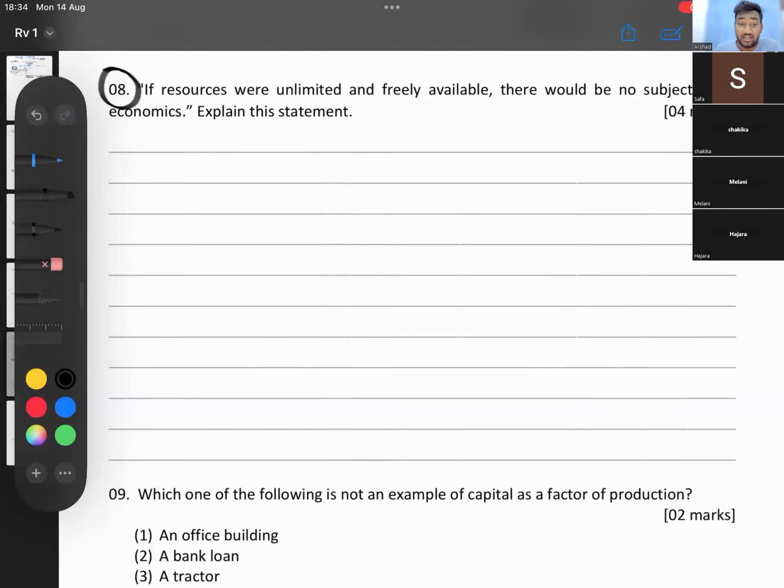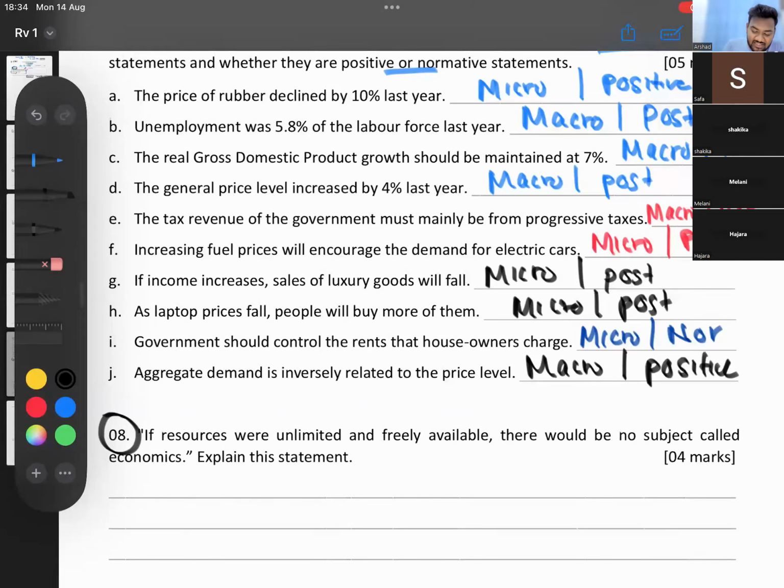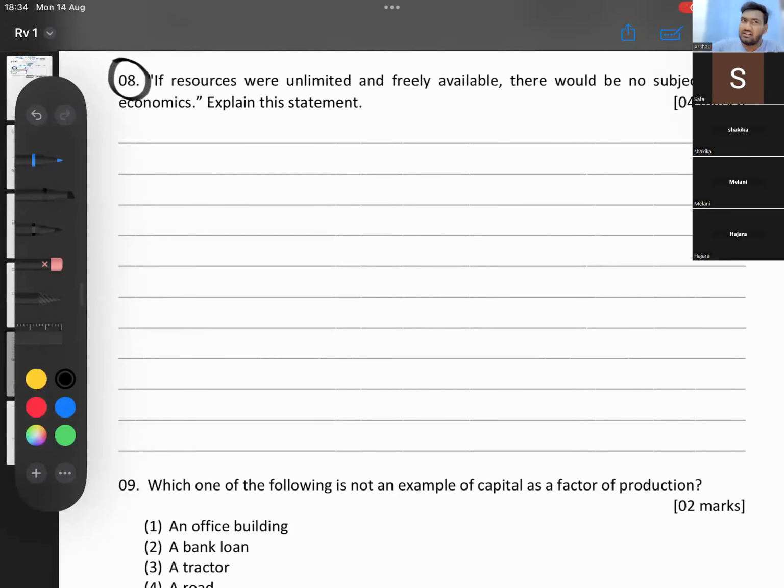First tell me, if resources were unlimited, the sale of luxury goods is one type of good, right? That's why we go with micro. Okay, you all agree, guys? If you had unlimited resources, can you say that there will be no subject called economics? Yes, right? Now, why do we have something called economics? Because there are unlimited wants and limited resources. We are trying to utilize our resources in the best possible way. That's why there is something called economics.